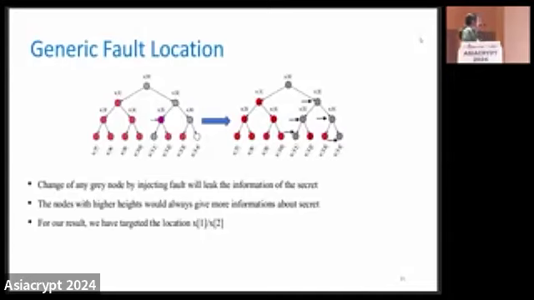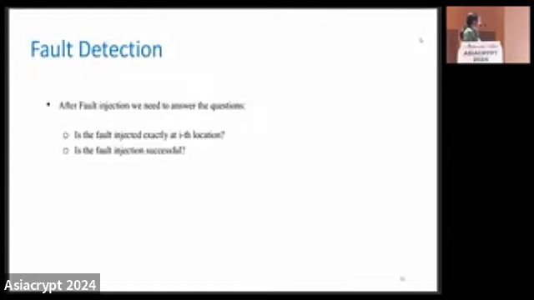And for our result, we have targeted the location either X1 or X2. So after fault injection, we need to answer these two questions. Is the fault injected exactly at the ith location, and is the fault injection successful or not? If we answer both of these questions, then we can find our secret correctly. So in our work, we provide a fault detection method that answers both of these questions.